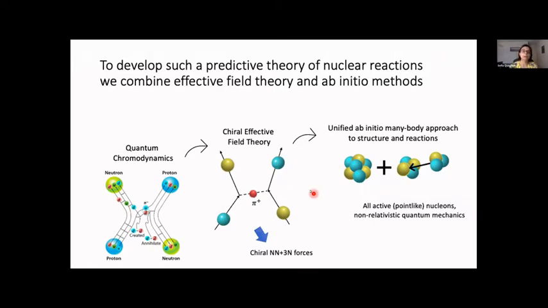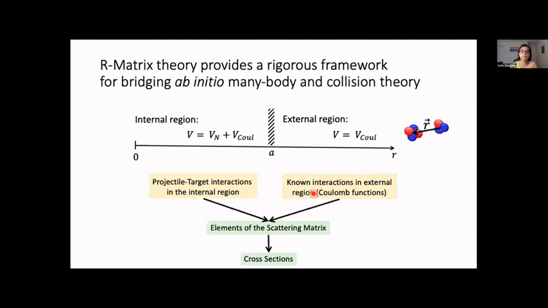But I wanted to discuss, at first, some general principles that can help us arrive at such an ab initio description of nuclear reactions. In particular, there is a framework that is really useful to bridge ab initio many-body theory and collision theory, and that's the R-matrix theory. R-matrix theory relies on a division of the configuration space into an internal and an external region.